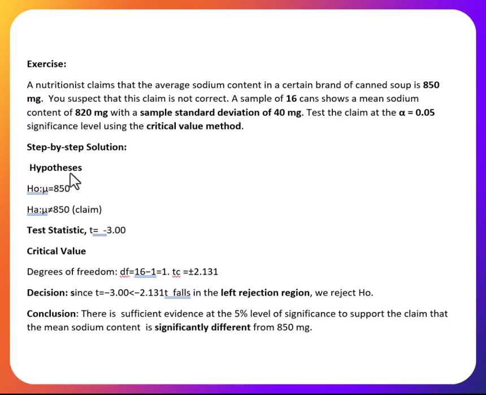So the null hypothesis will be mean equals 850 and the alternative is mean is not equal to 850. And who is making the claim? You. So this is where the claim is in H1.